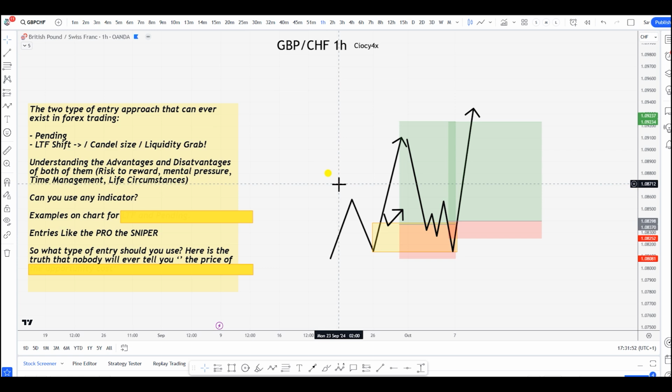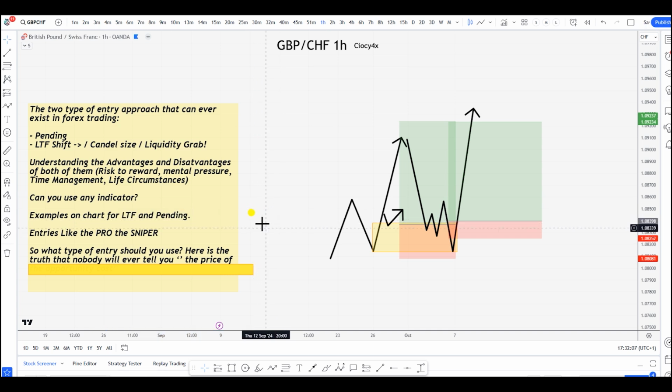So let's carry on. Now, I'll leave the can-you-use-indicator question for later, because this is something I get asked a lot. But let's continue with the examples on the chart. By the way, this was the lower timeframe and pending. You can see here that I have entries like the pro and sniper. Now, this is the third type of approach that can be used, but it is very, very advanced, so I'll just mention it briefly once we go to the chart. But one thing I want you to focus on while I'm showing you the example is what type of entry model you should use.